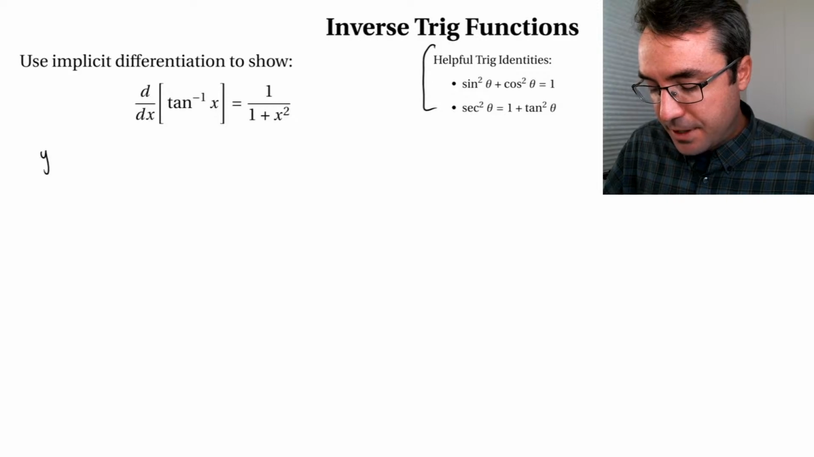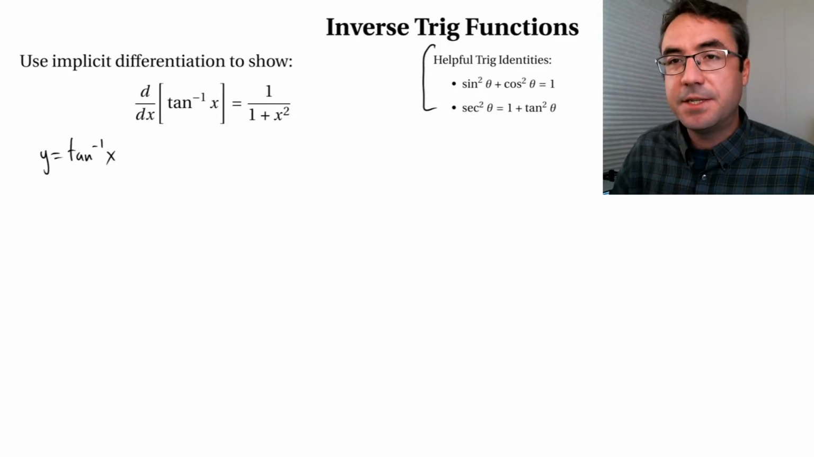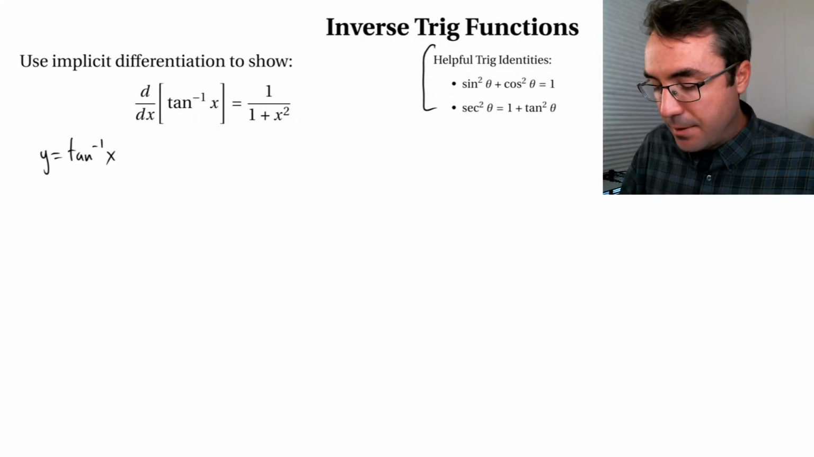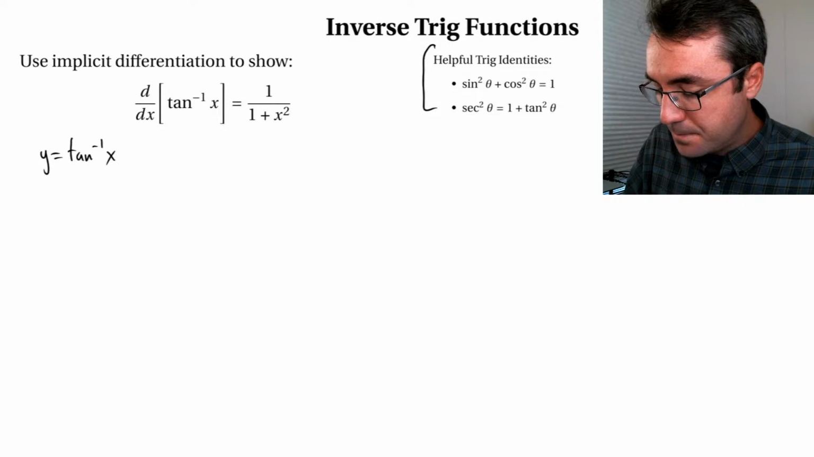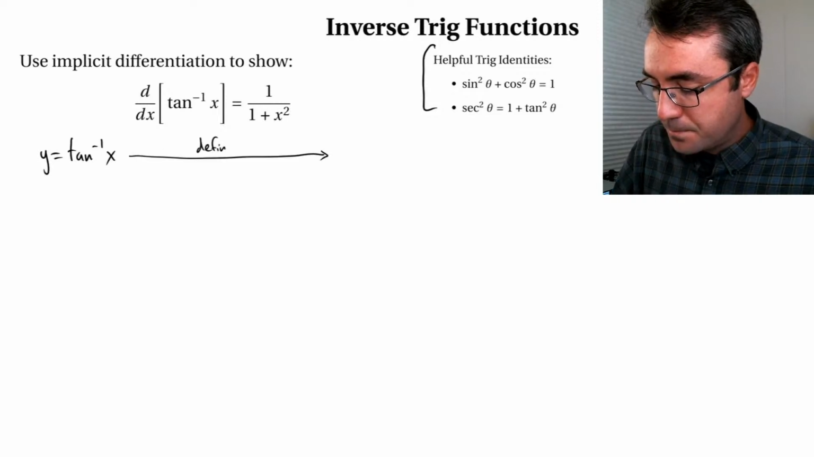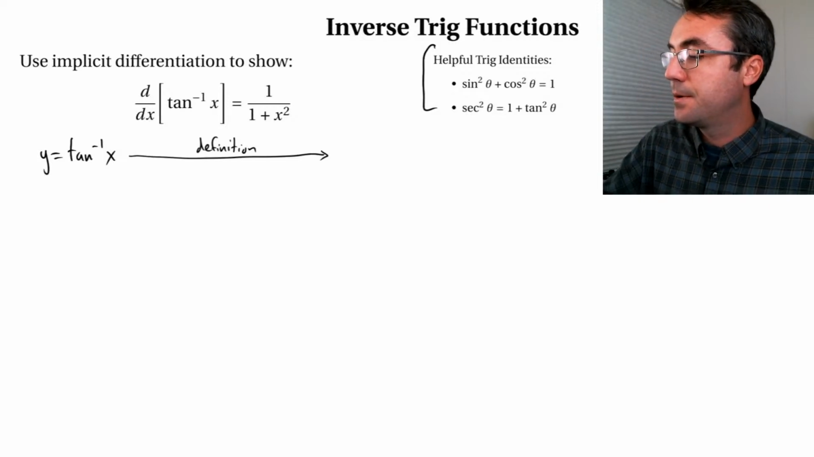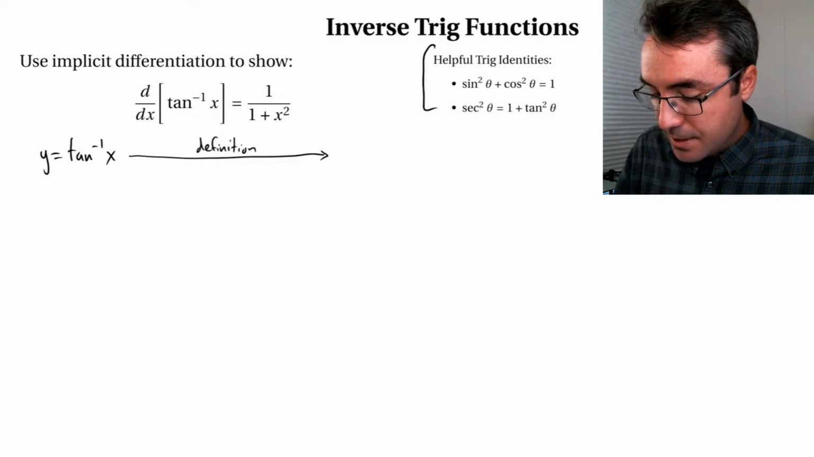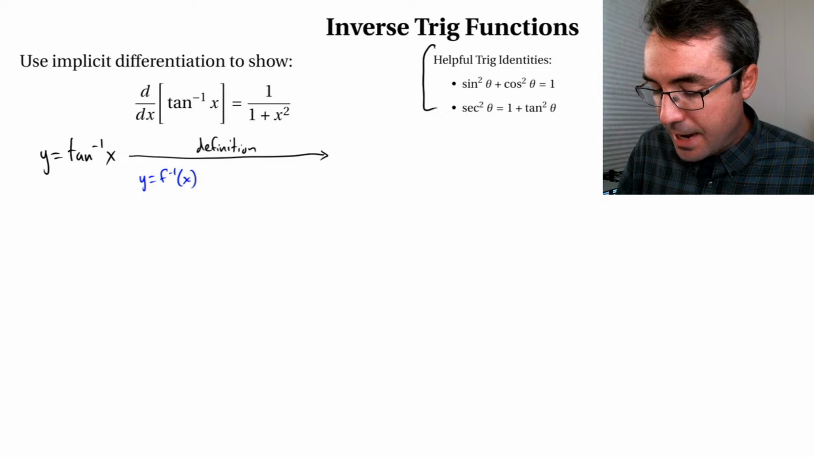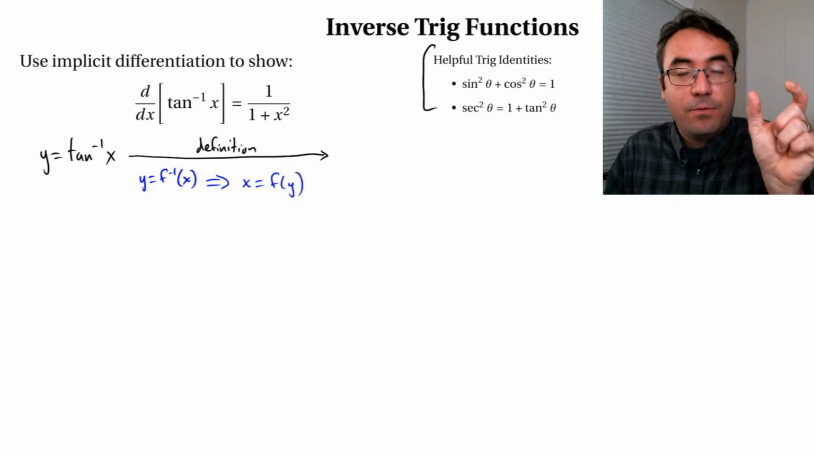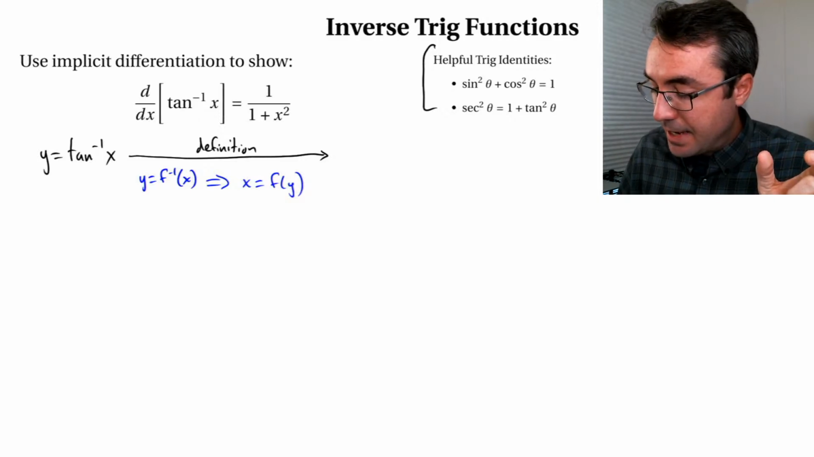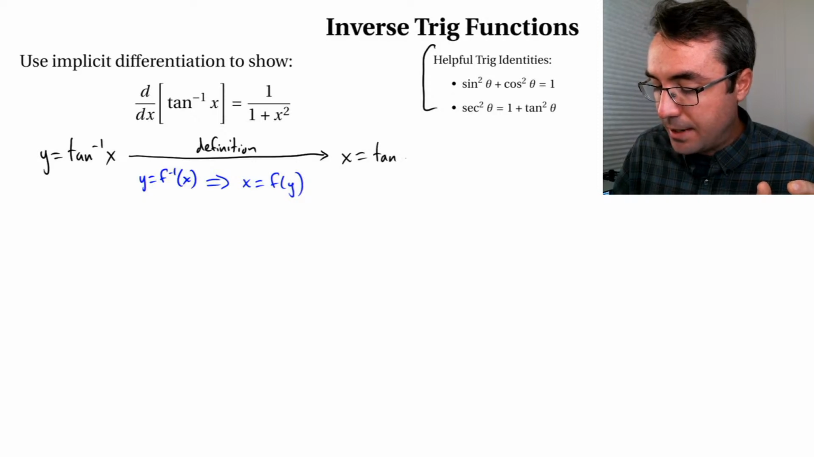So we start off, let's give our function a name. We're going to call it y. So y is equal to the inverse tangent function. And what we're going to do is apply the definition. So what does it mean to be an inverse function? Well, our definition says y is equal to the inverse function evaluated at x is the same thing as saying x is equal to the original function evaluated at y. So if y is equal to inverse tangent of x, that must mean x is equal to tangent of y.